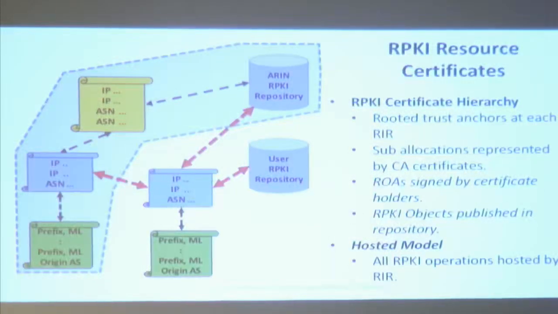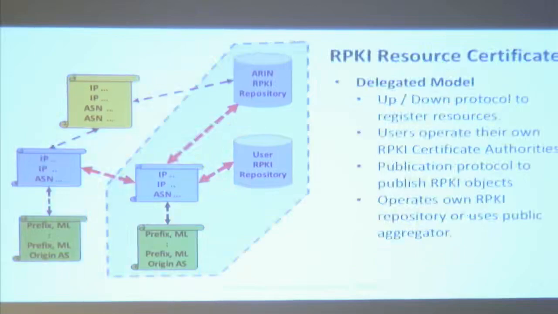So let's talk about the resource certificates themselves. It's all based on the allocation system. So there are trust anchors in each RIR, and for each allocation you receive a certificate. You digitally sign the ROAs using your certificate, and those certificates and the ROAs are all published in a repository. In the hosted model, the RIR is doing this as a service for their members. They're doing the certificates. They're also hosting the repository.